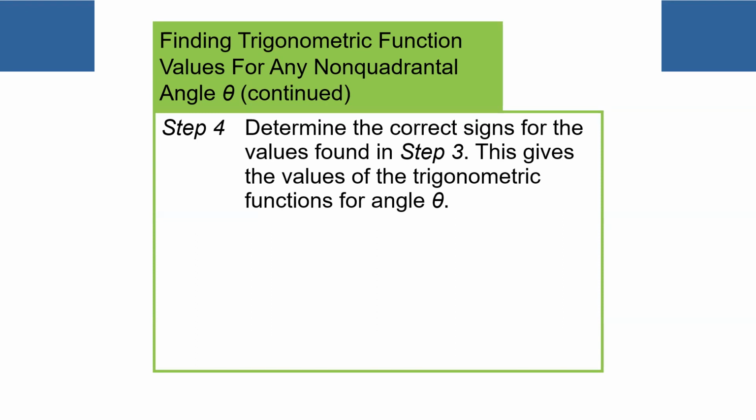After that, make sure that your signs are correct based on the quadrant that you're in. Making sure that your signs are correct means that you remember the fact that all students take calculus. All signs are positive here, only sine and cosecant, only tan and cotangent, and only cosine and secant. Remembering where things are positive will guarantee that you have your correct signs.